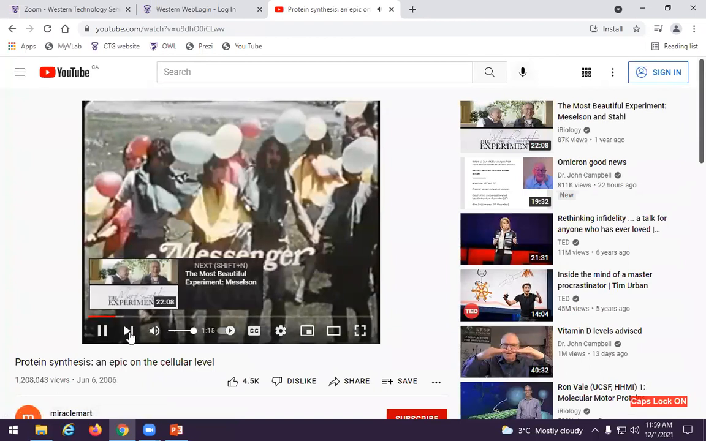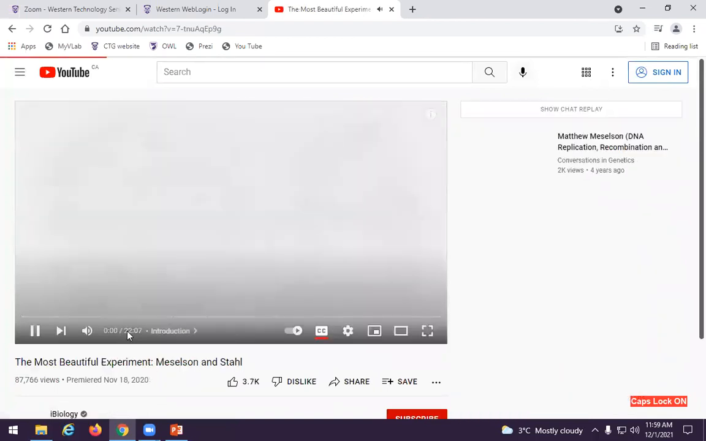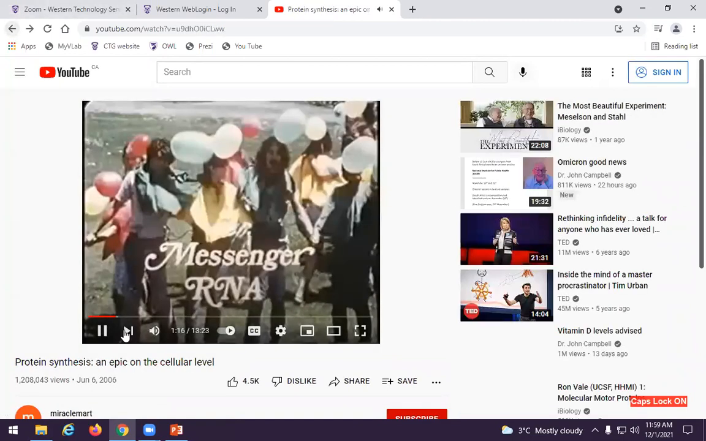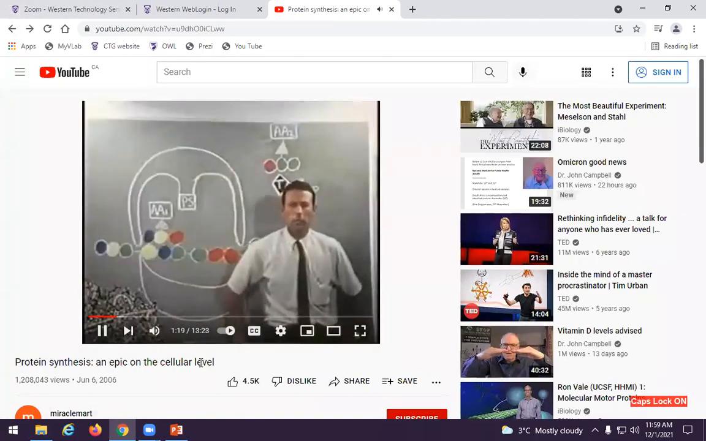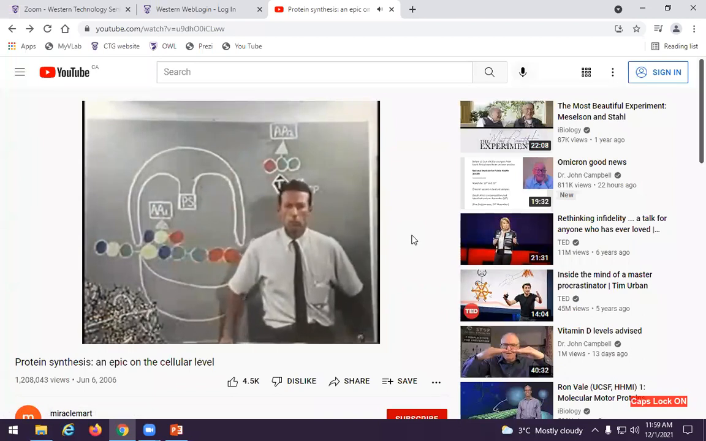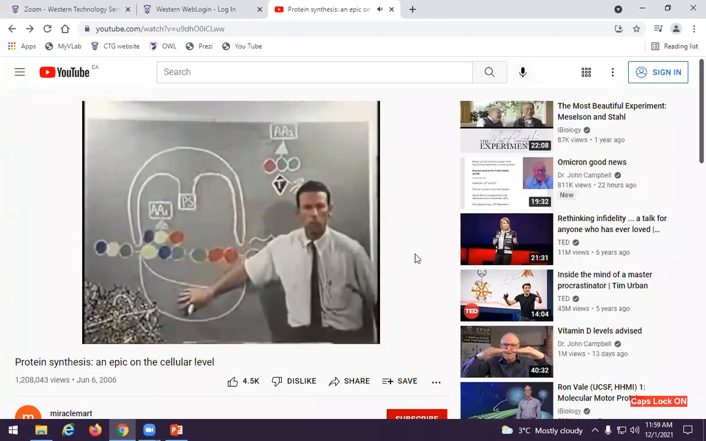Uracil yellow for admin. If there is a message, there must be a way to translate that message. That's the job of the ribosome and of the transfer RNA. Ribosome is composed of a large and of a small subunit.